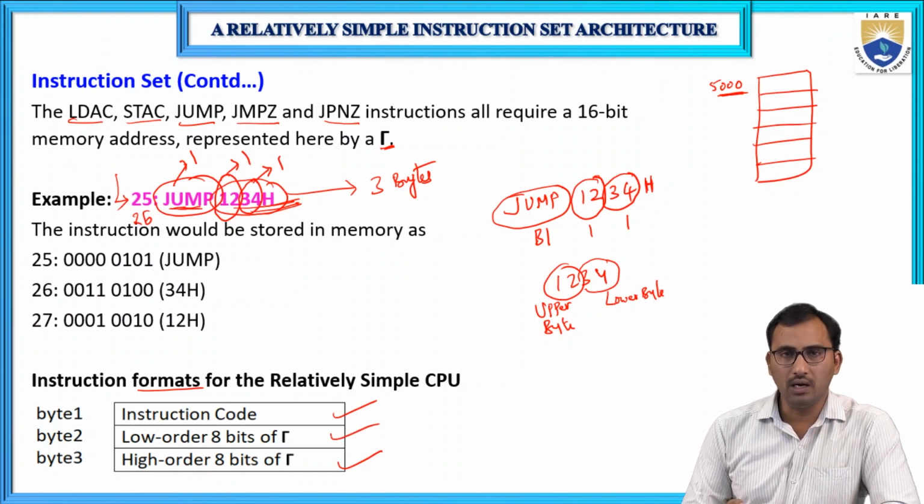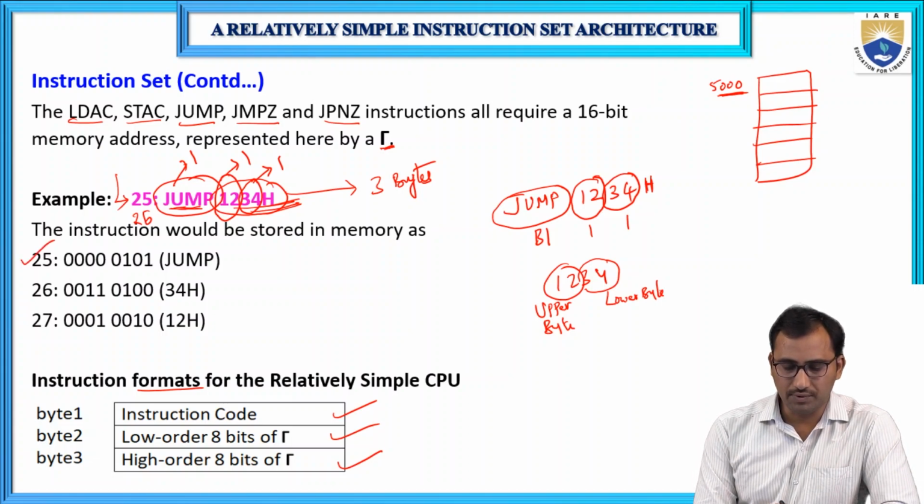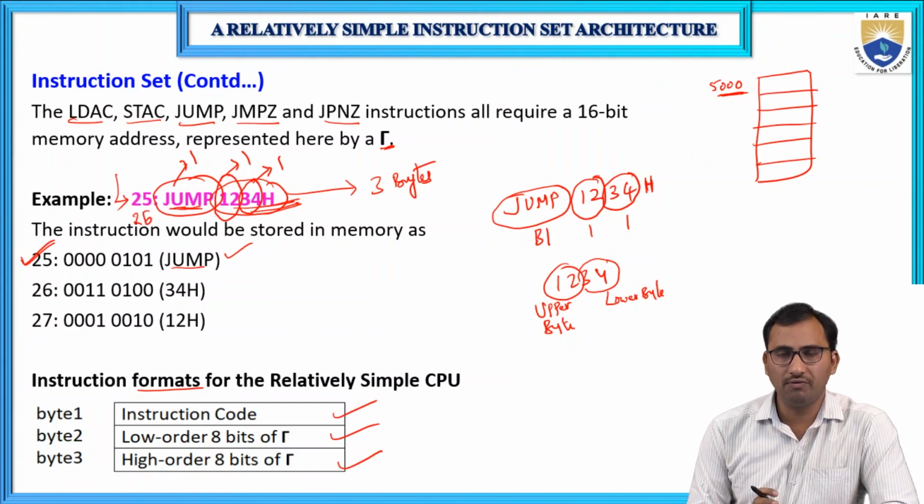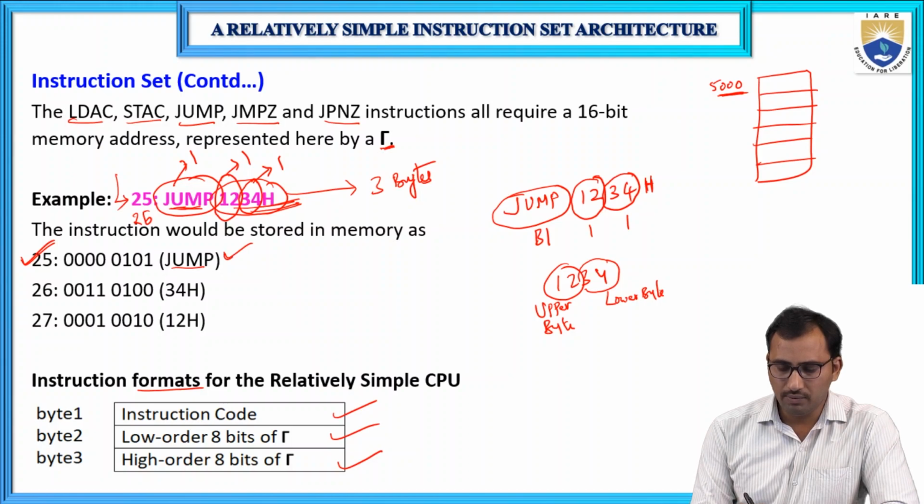If you look into the memory addresses, the jump will be stored in the 25th location. What is the opcode for the jump? 00000101. This is the opcode for the jump. That particular 8 bits of information will be stored in the 25th location. Already we know in every memory location we can store only 8 bits of information. That's why 1 byte will be stored in the 25th location.